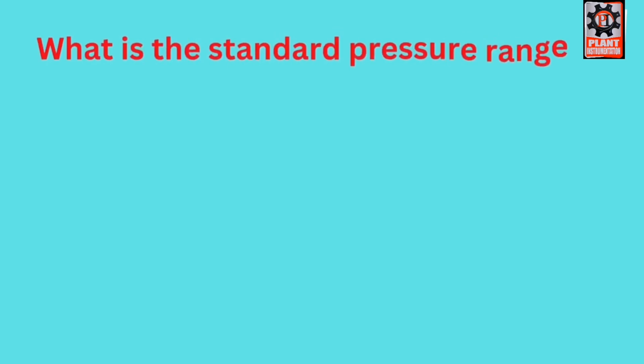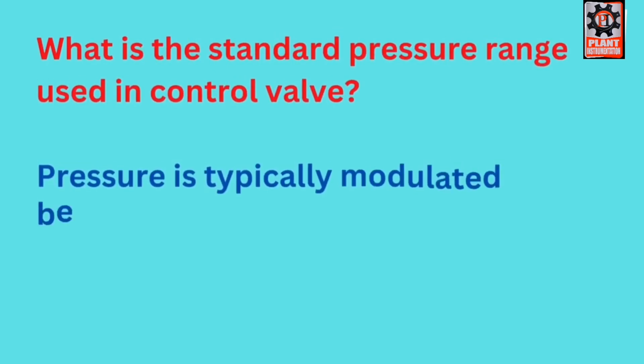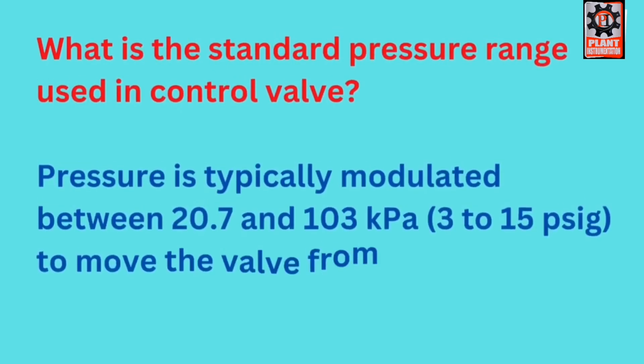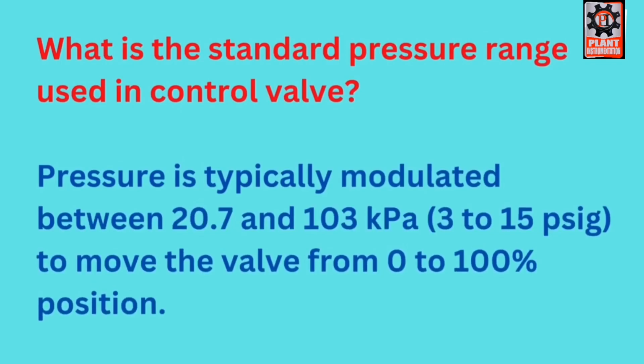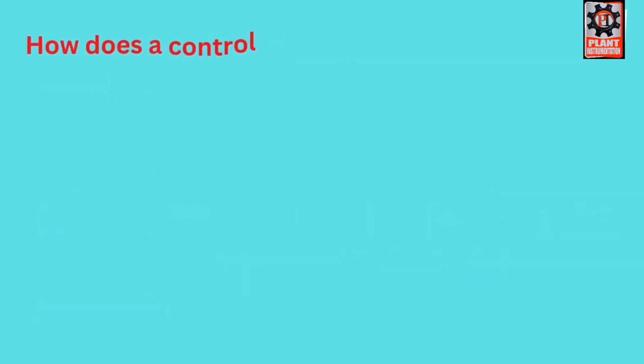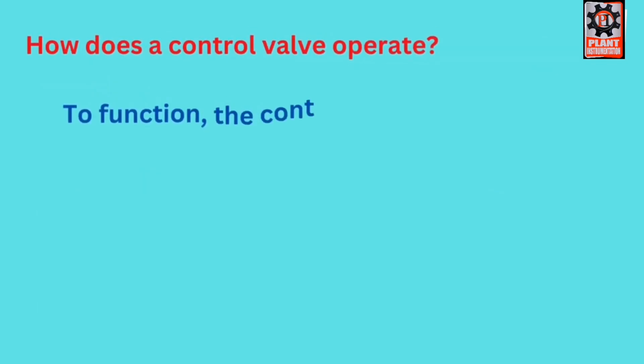What is the standard pressure range used in control valve? Pressure is typically modulated between 20.7 to 103 kPa, 3 to 15 psi, to move the valve from 0 to 100% position.